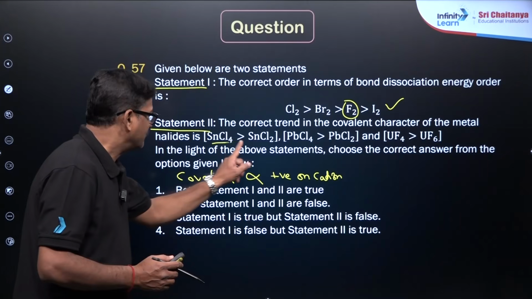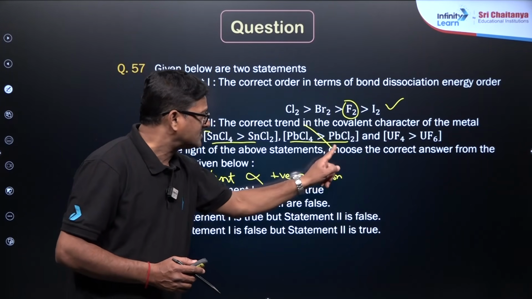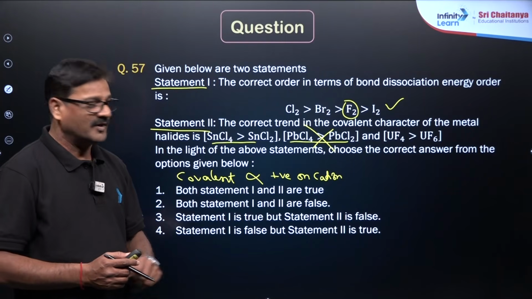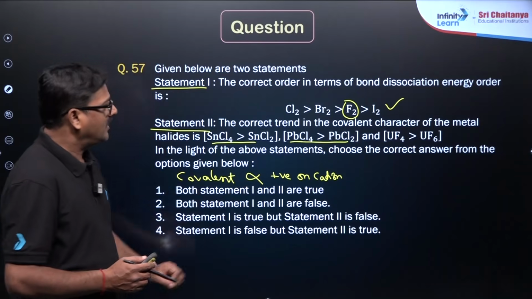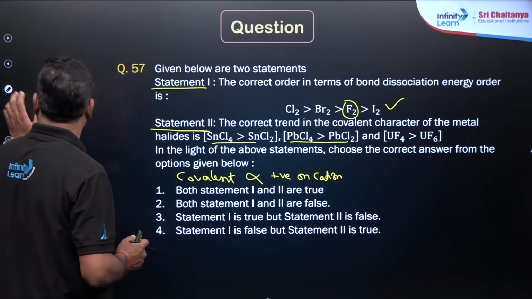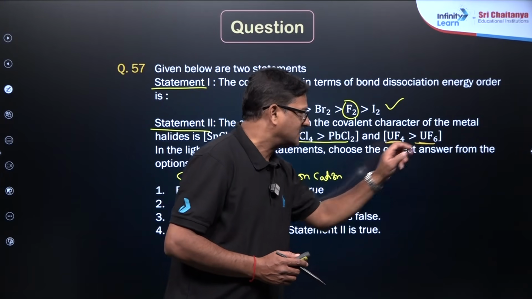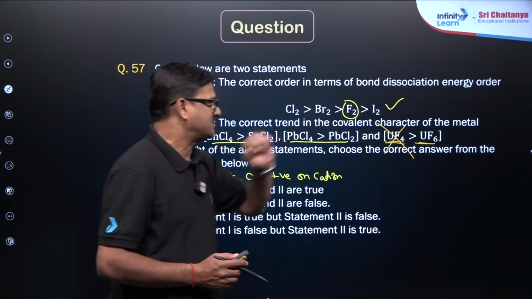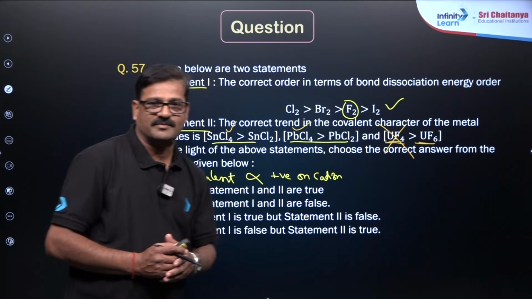Yes, it is correct. But PbCl4 is greater than PbCl2, which is not correct, because it is correct, and UF4 is greater than UF6. Plus 4 and plus 6, plus 4 cannot be greater than plus 6. So, I would say this is correct and this is correct. This part is going to be wrong.